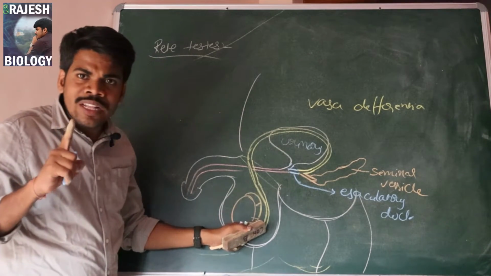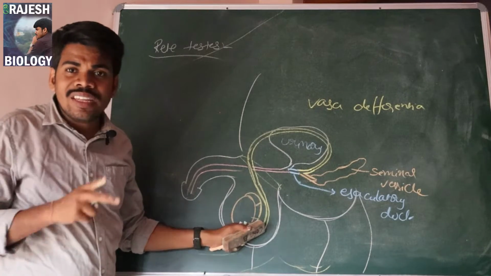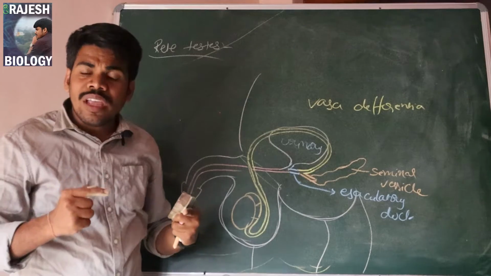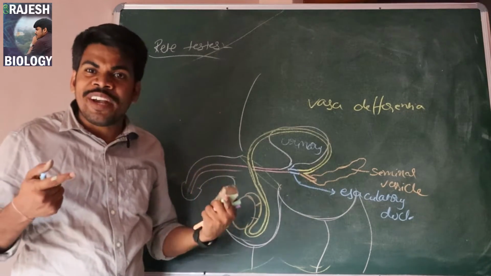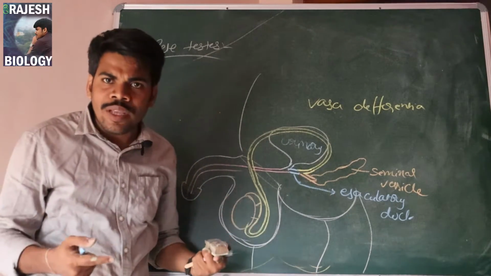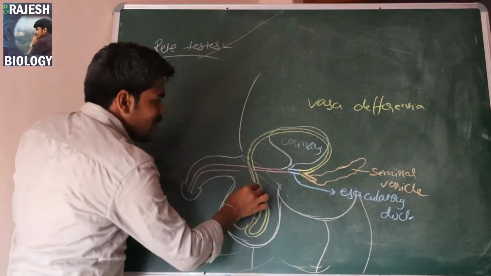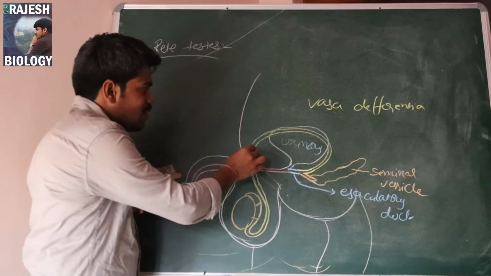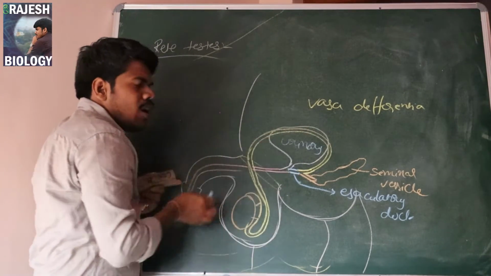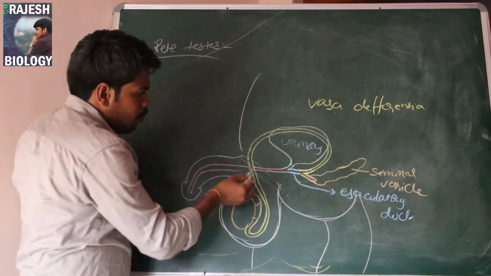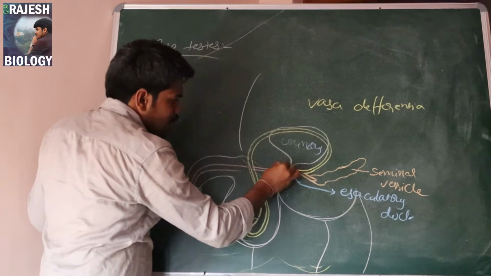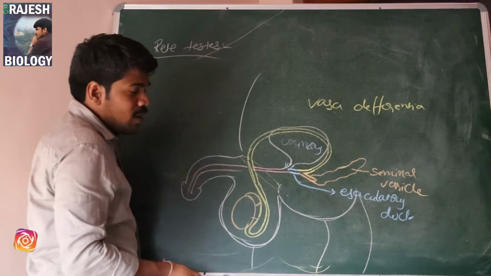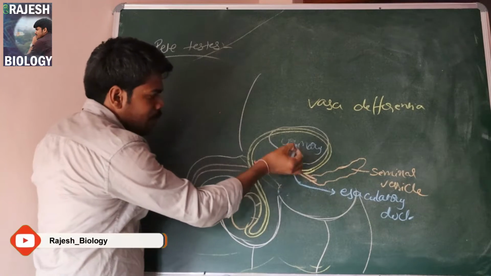Here we discussed the vasa deferentia of one side, and there are two testicles. A pair of testes is present. So from a pair of testes, a pair of epididymis is also there. From a pair of epididymis, a pair of vas deferens also arises. So on the outer side also there is a vas deferens, and that vas deferens also enters into the abdominal cavity. And both ejaculatory ducts come and combine with the urethra, which originates from the urinary bladder.